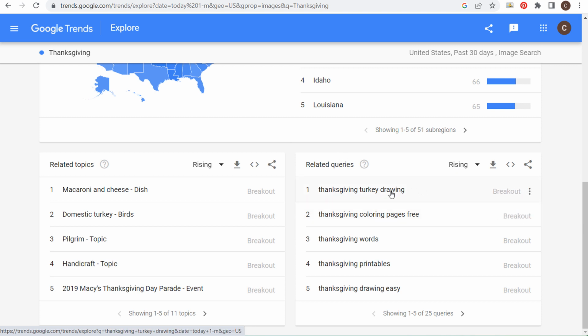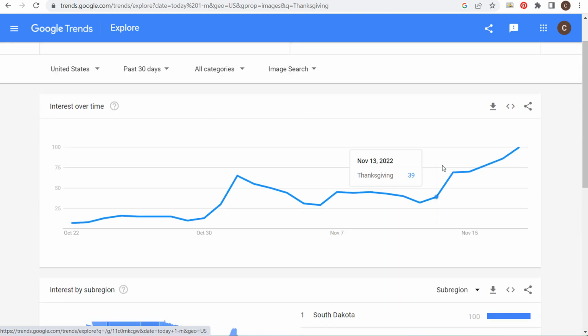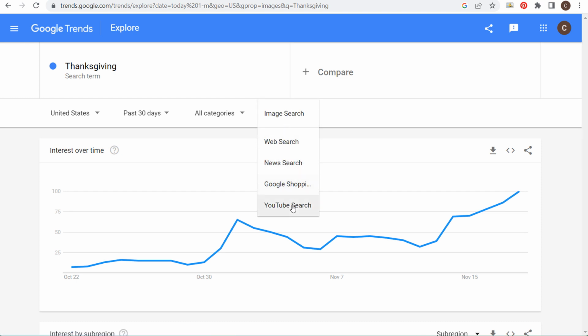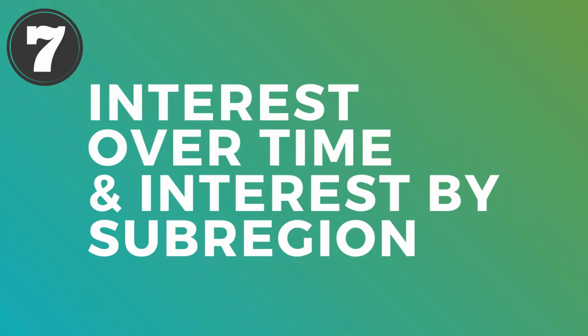And then some different topics here, not the best thing to look at. But if we're looking at images, a turkey drawing, coloring pages free, words, printables, drawing easy. So depending on what you're looking up here as far as the search term, you're going to get different results for different search engines. So just keep that in mind. And the other thing, coming into our next number 7 here, you can also always look at the interest over time and interest by subregion.